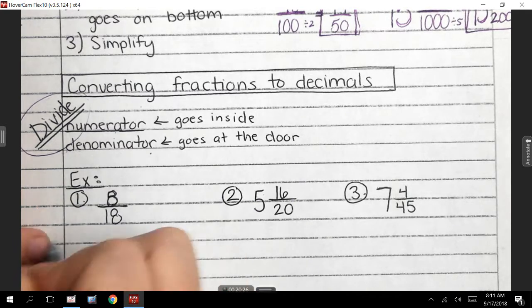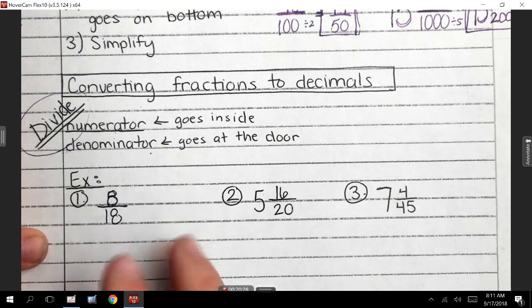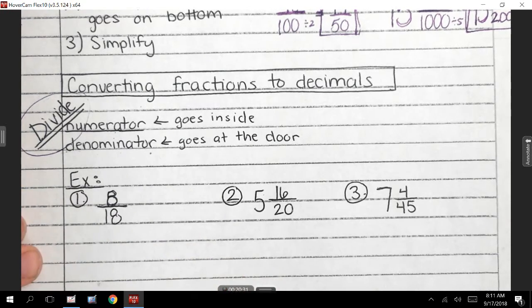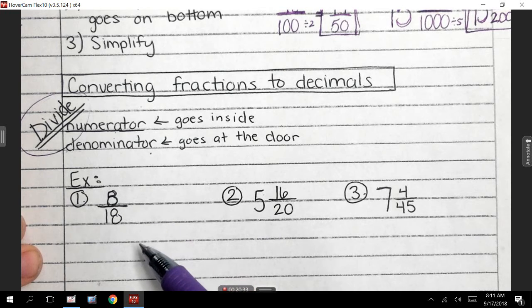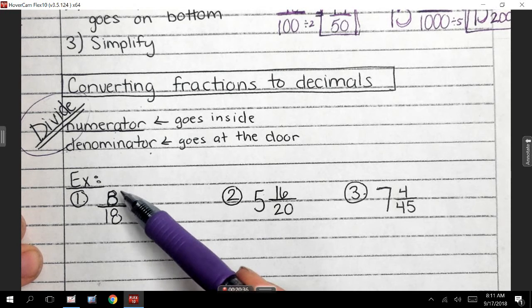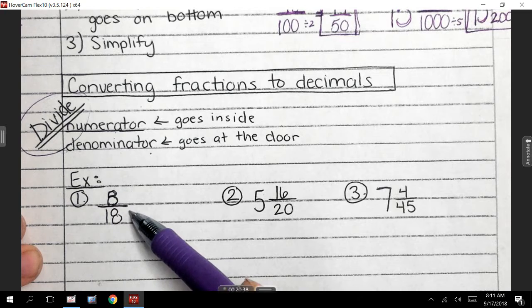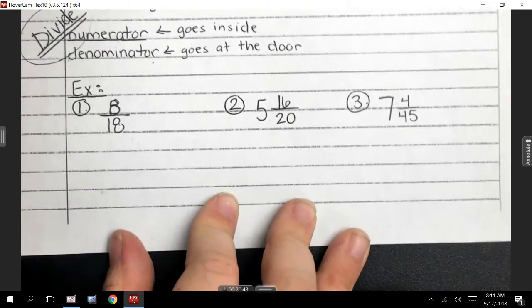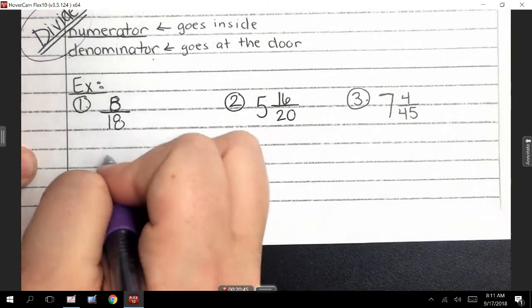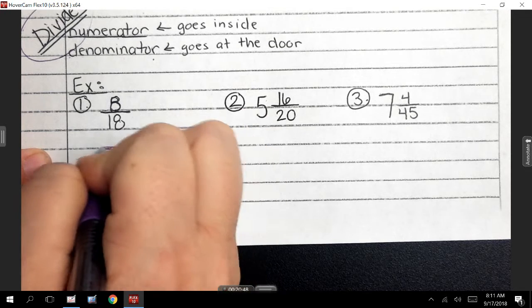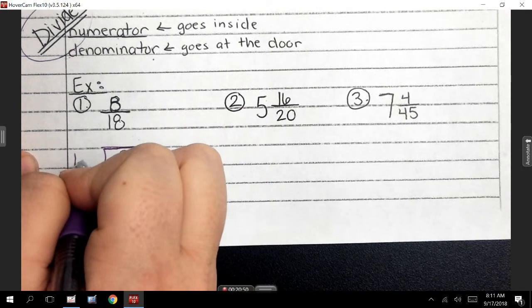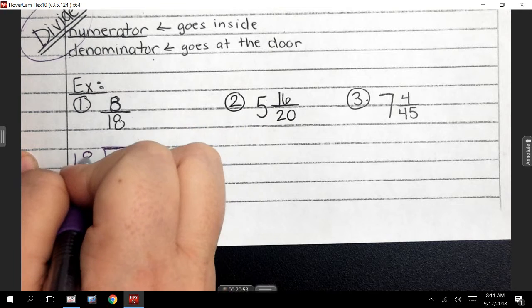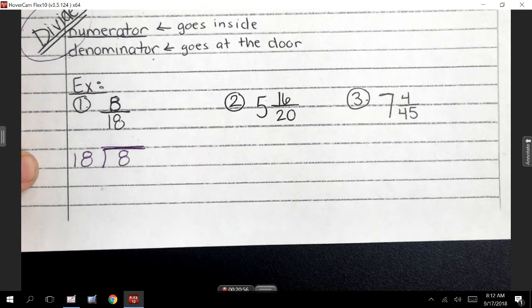All right. So for this first one, example 1, I have 8 over 18, which means if I read that, I can read it as 8/18, or I can read it as 8 divided by 18. That's another way to read that fraction. All right. So we're going to put 8 in the house. 8 goes in the house. 18 is at the door. All right. Whoa, that looks weird. 18. Can 18 go into 8? No, this looks weird. But I'm making it a decimal.